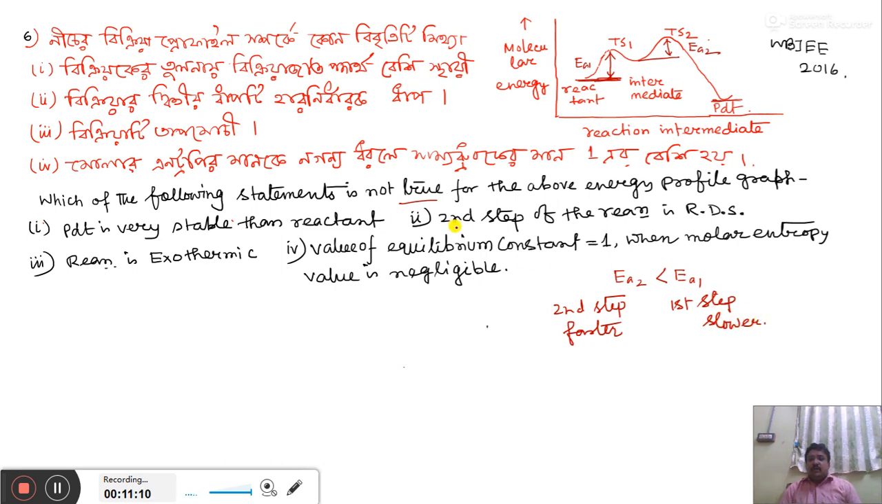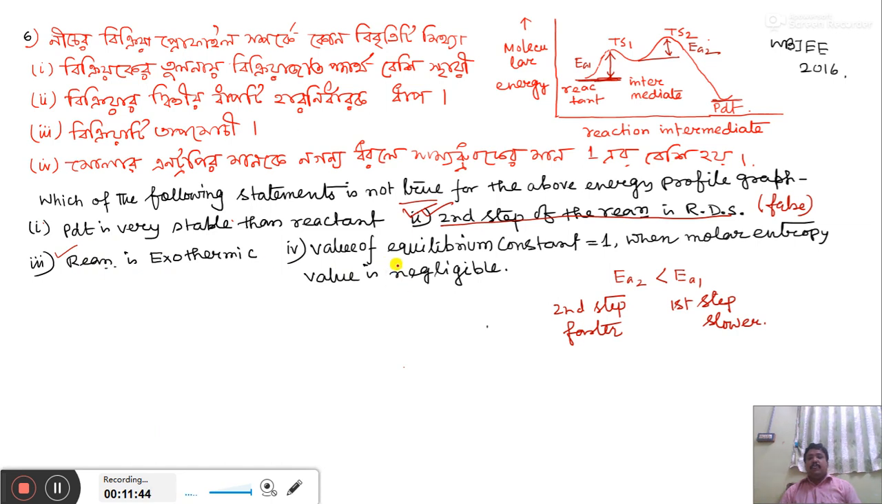So in option 2, the second step is the faster reaction, not RDS. So option 2 is a false statement, and according to the question it is not true. So option 2 is the right option. Now in the third option, reaction is exothermic. Since energy of product is less than that of reactant, the reaction is exothermic. So option 3 is a correct statement. Option 1 and option 3 are correct statements.